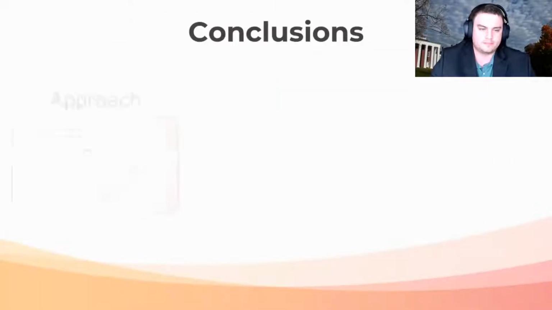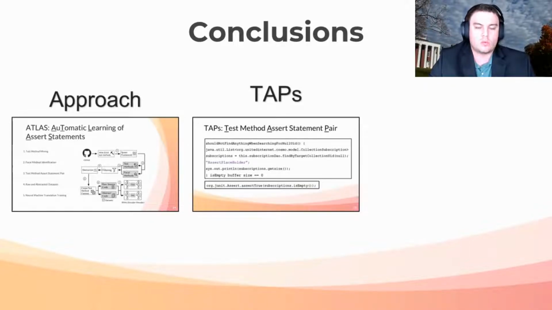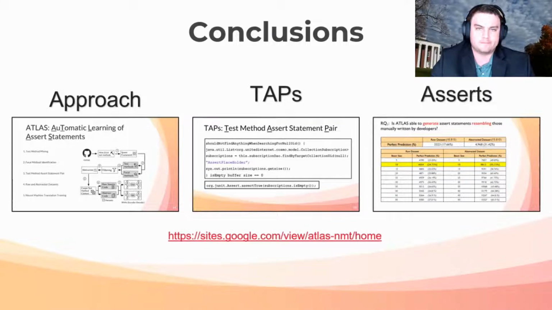So in conclusion, we generated an approach called Atlas to be able to use neural machine translation to generate complex assert statements that resemble what developers have written. We created our test set out of TAPs, or test method assert statement pairs, that incorporate the focal method context. And we showed that our approach Atlas is able to generate meaningful assert statements that resemble what developers have written. More information can be seen on our website. Thank you.